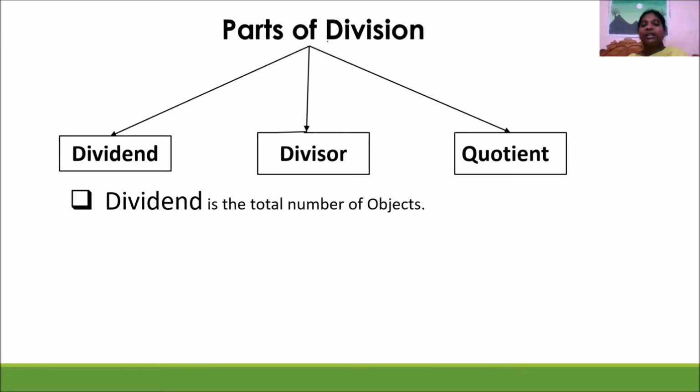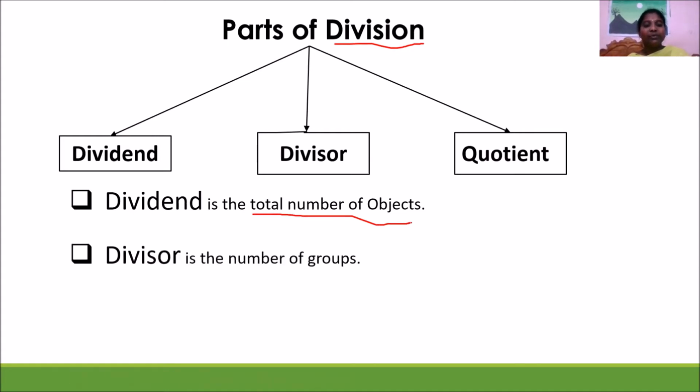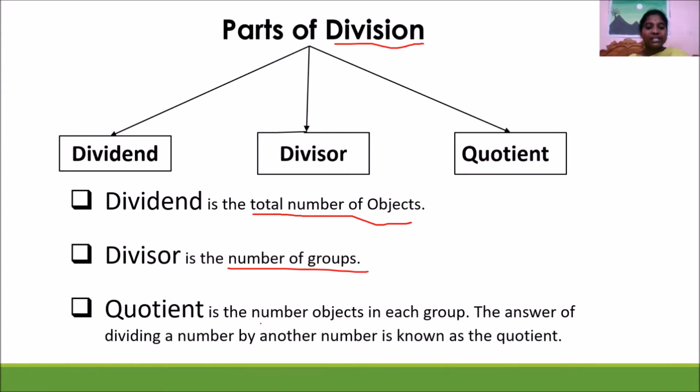Very good, children. Let's move on to today's topic. Today's topic is division. Here, division is a kind of equal sharing. We have 3 parts. The first one is the dividend. The second one is the divisor. The third one is the quotient. So, the dividend is nothing but the total number of objects. The divisor is the number of groups. The quotient is the total number of objects in each group. And also the quotient is the answer. Dividing a number by another number gives the quotient.